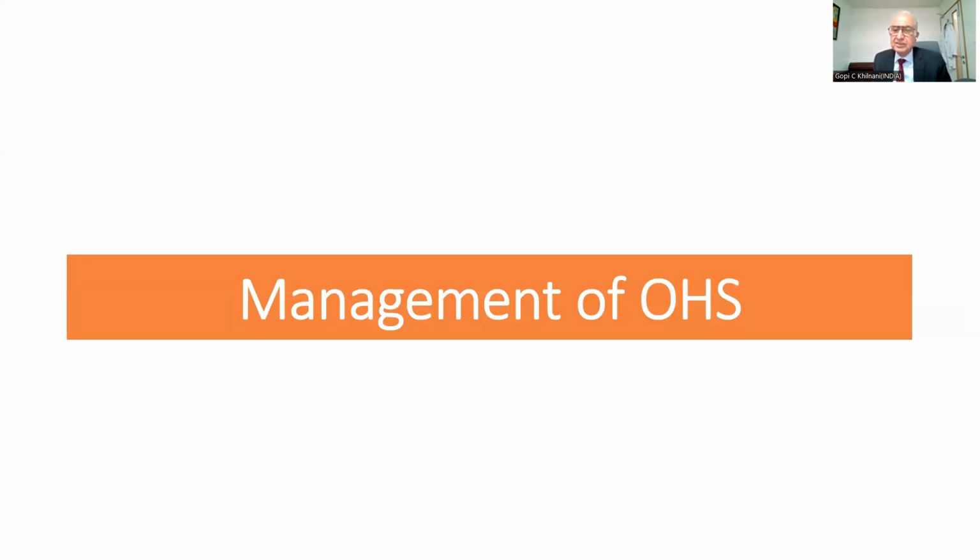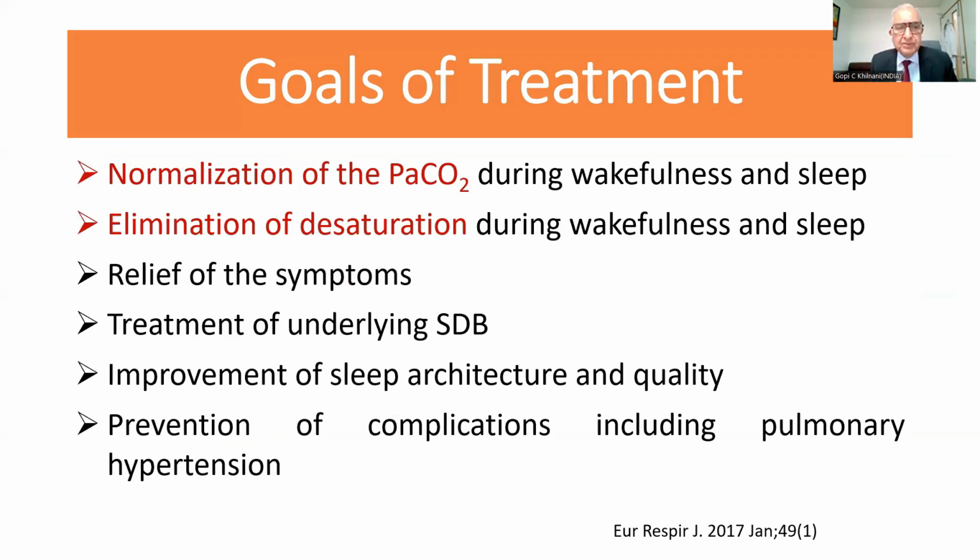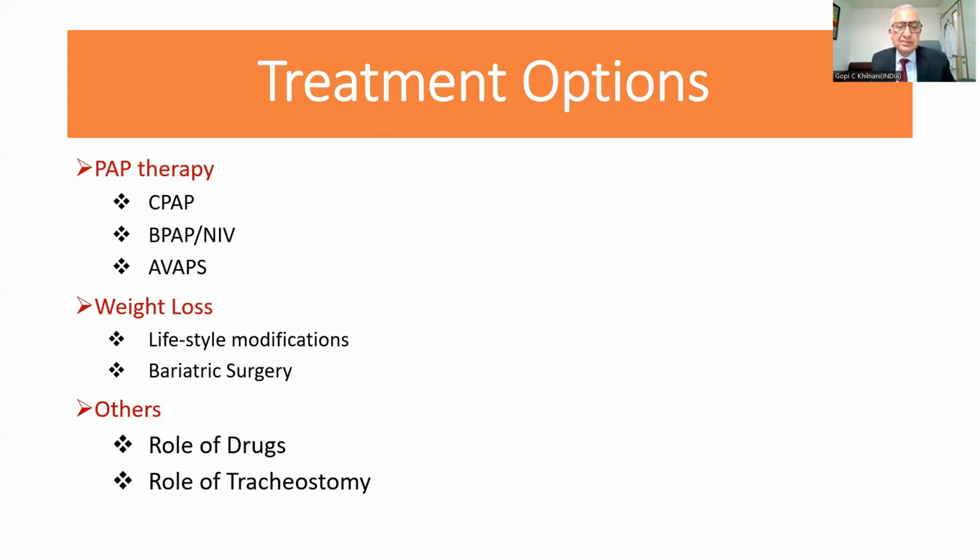Finally, how do I manage obesity hypoventilation syndrome, which is different from managing OSA? The goals of treatment are normalization of CO2 during wakefulness and sleep, elimination of desaturation during wakefulness, relief of symptoms, treatment of underlying OSA, improvement of sleep architecture and quality of life, and prevention of complications including pulmonary hypertension and cor pulmonale. OSA is not associated with cor pulmonale, but OHS is associated with cor pulmonale as well as acute type 2 respiratory failure. People quite often first land up in the ICU with type 2 respiratory failure with acute respiratory acidosis, and then we know that they are suffering from obesity hypoventilation syndrome.